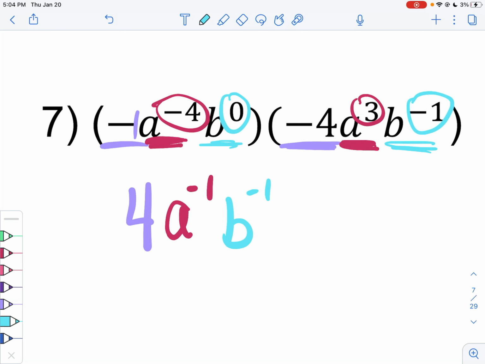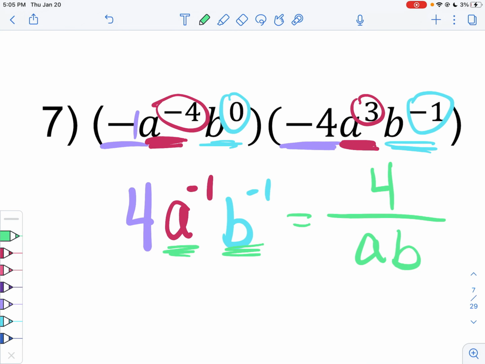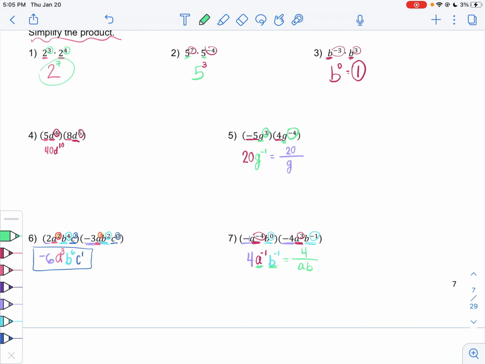Okay, we can't leave our negative in our exponents, so we're going to look here. The a is being raised to a negative power and the b is getting raised to a negative power. The 4 is not, so the 4 stays on top and the a and b go to the bottom. Now you can write a to the first power and b to the first power, but you don't have to. Okay, and so that is your product rule.